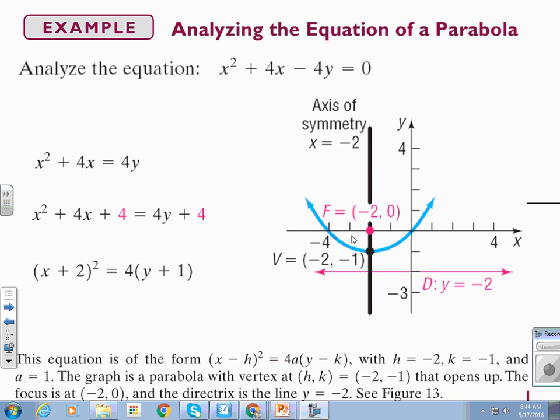Our vertex is at (-2, -1). Our focus is at (-2, 0). Our directrix is at y equals negative 2. Our axis of symmetry is x equals negative 2. And we can see that we don't need to draw it in, but our latus rectum is at (0, 0) and (-4, 0).